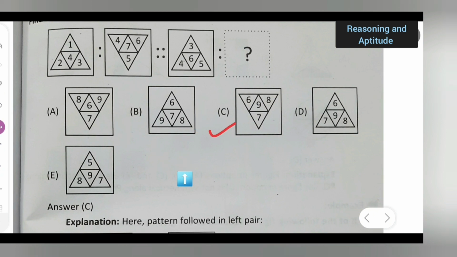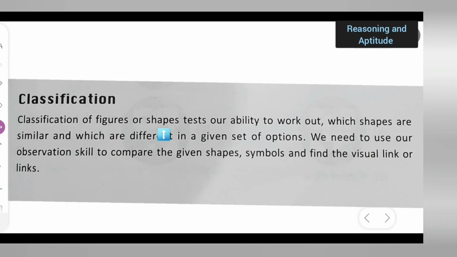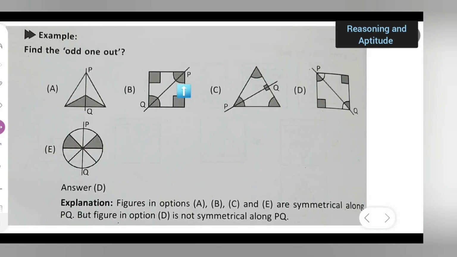Next, moving towards the classification. Classification of figures or shapes tests our ability to work out which shapes are similar and which are different in a given set of options. We need to use our observation skill to compare the given shapes and symbols, and find the visual link or links. So, moving towards the next example.